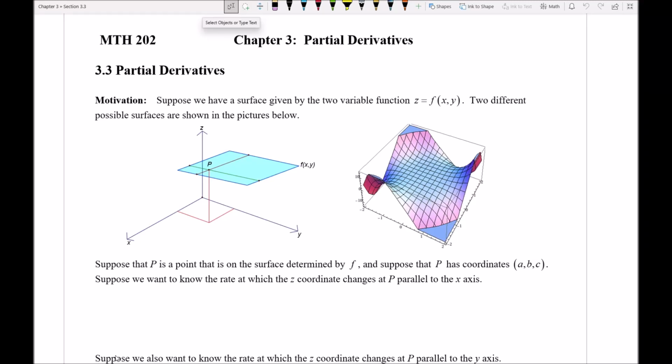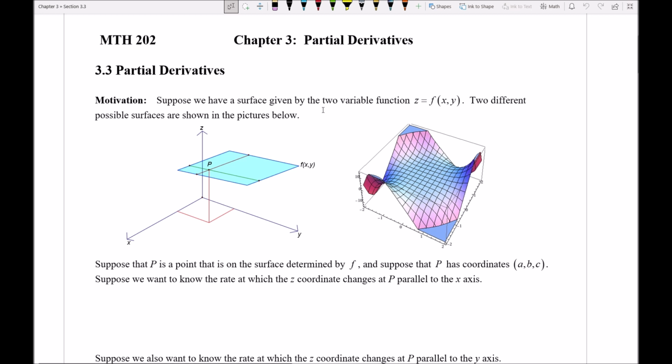In this section, we're going to take a look at the core underlying idea for this entire chapter, which is the concept of partial derivatives. So what exactly is a partial derivative? What are we talking about with this? Well, let's take a look at what we have here.